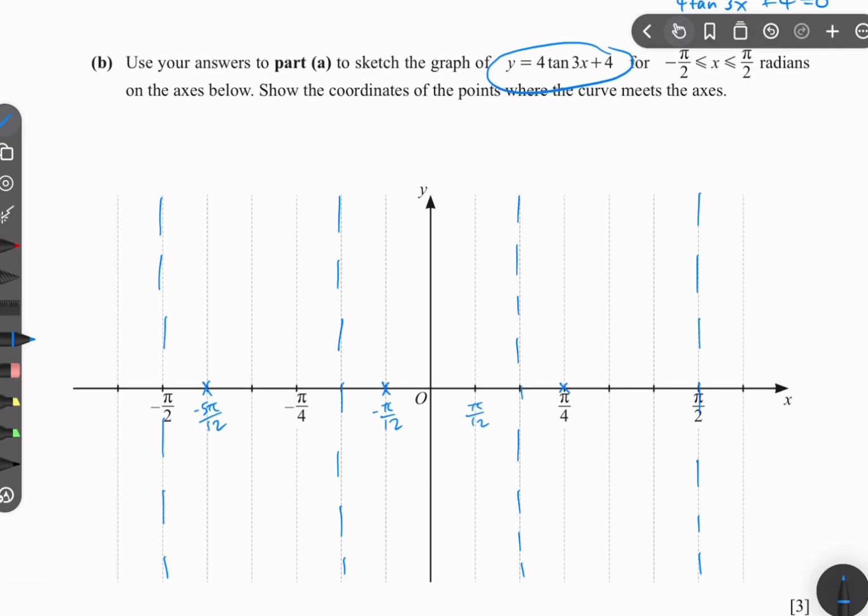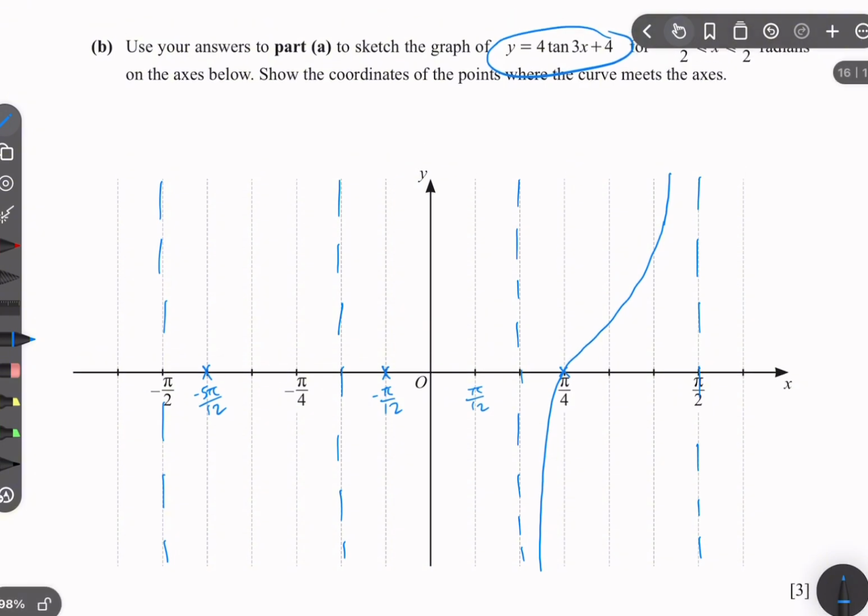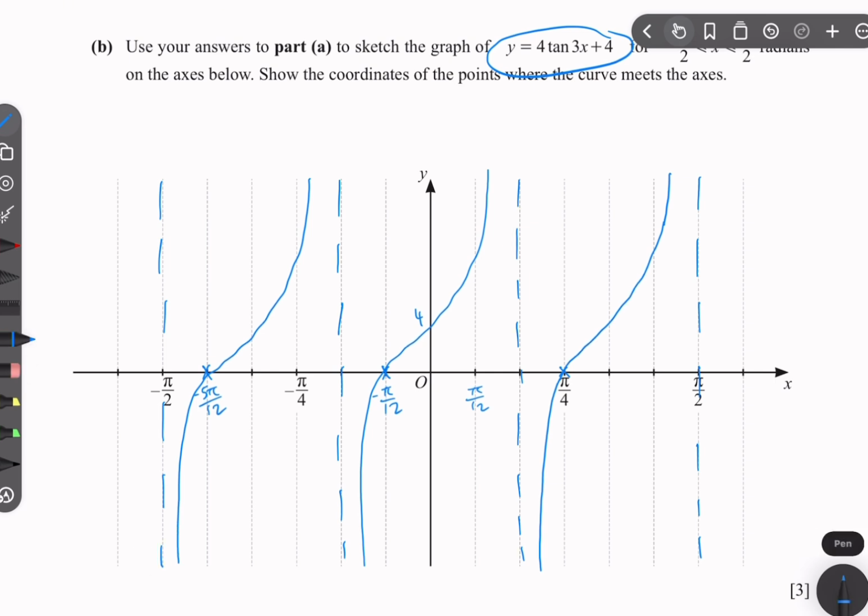So now we can draw the tan graph through the x-intercepts. It's always going to gradually get closer to the asymptote, but it will never touch the asymptote. This part should actually go straight up. We also know that the y-intercept is 4, so make sure it crosses 4. Sorry, but this should actually cross minus 5 pi over 12. And then we have the last part.